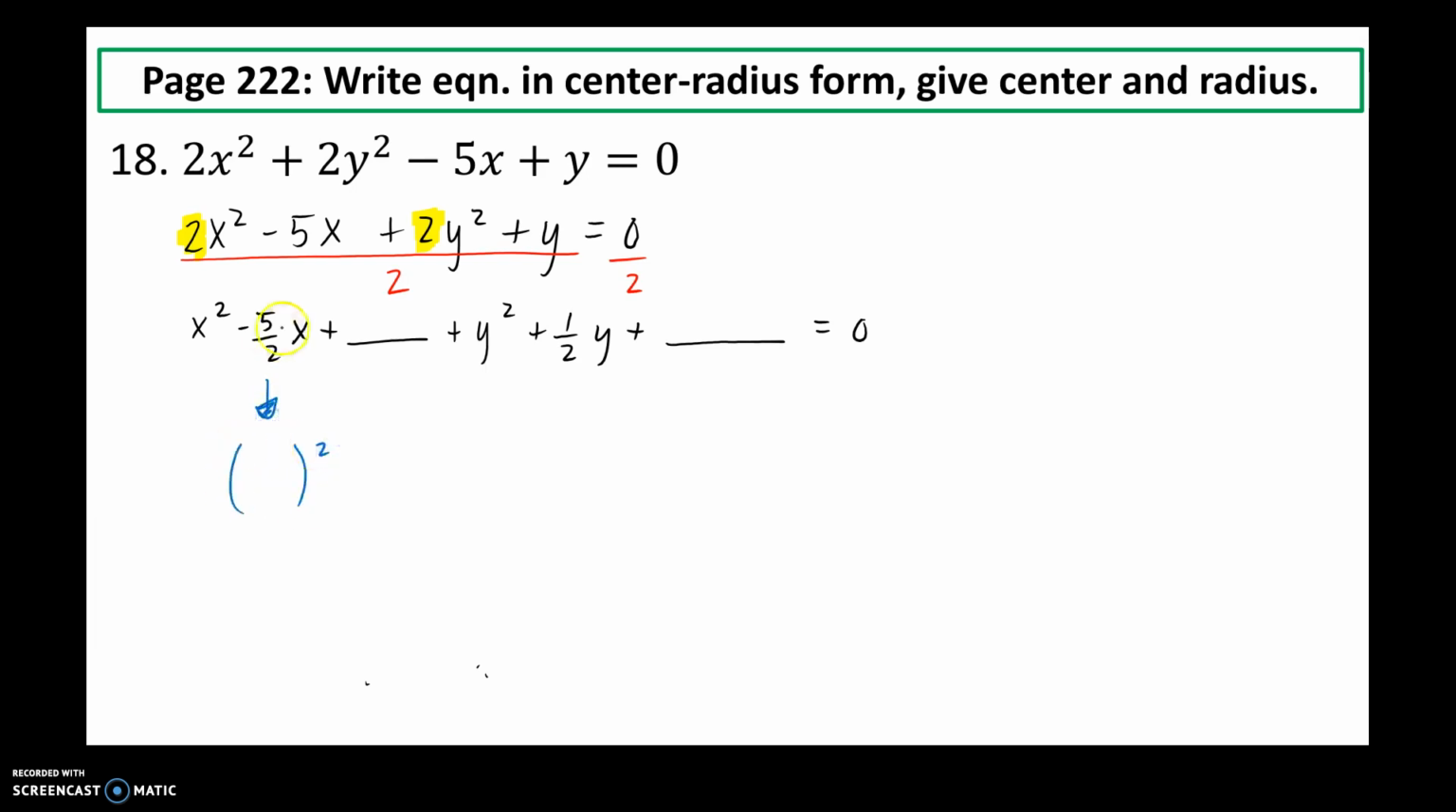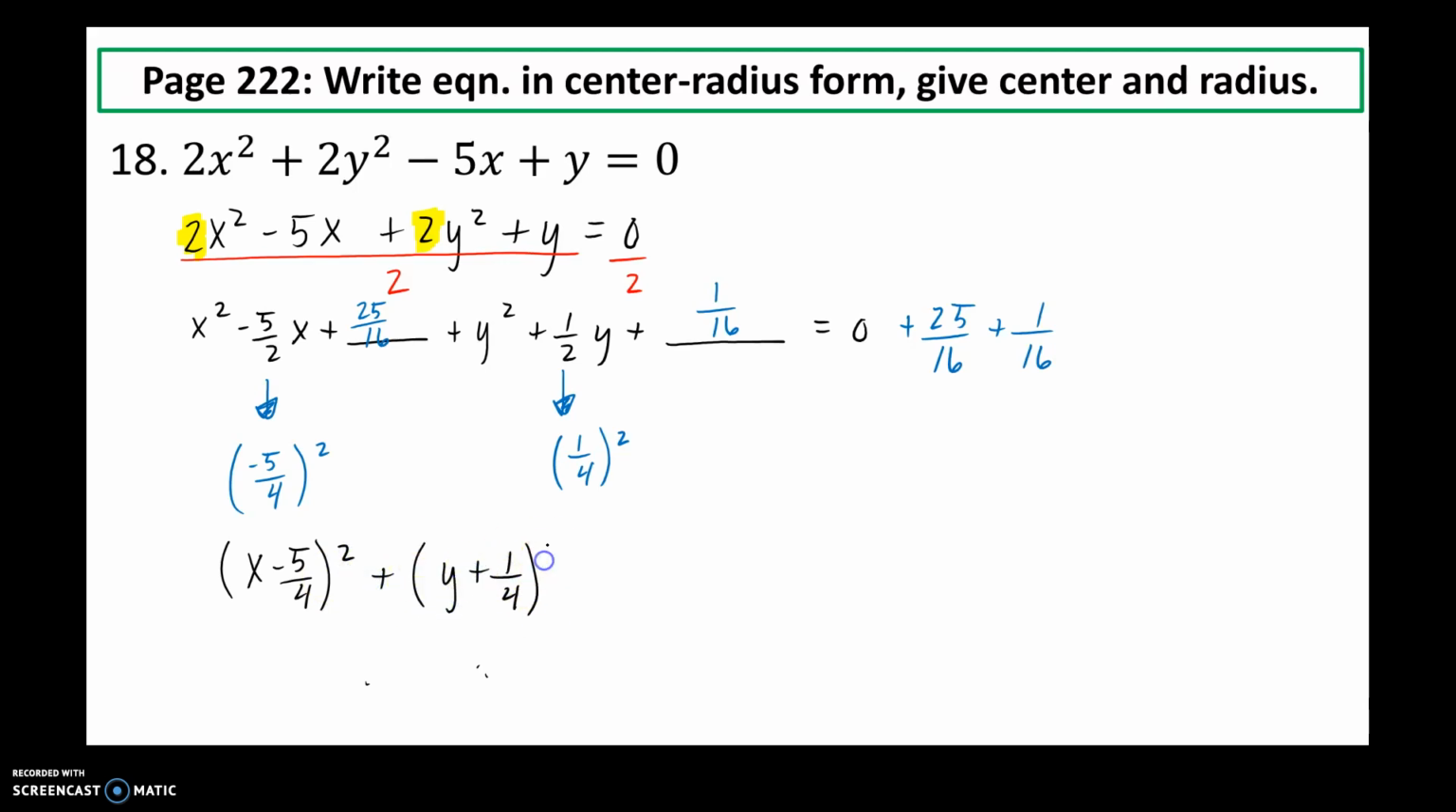Now to complete the square, I have to take half of negative 5/2. Half would give me negative 5/4. When I square that, I would add 25/16 to complete the square on the x. For the y, half of a half is 1/4. When I square 1/4, I get 1/16. To maintain balance, I have to add 25/16 and 1/16 to the right-hand side of the equation as well. Remember, the whole reason that we complete the square is so that we can write each expression in factored form. So I have (x - 5/4)² + (y + 1/4)². Now when I add these together, that gives me 26/16, which I'll reduce to 13/8.